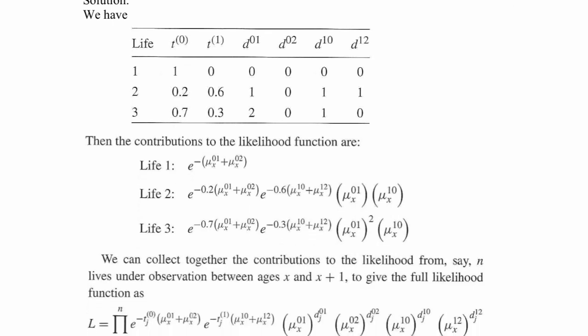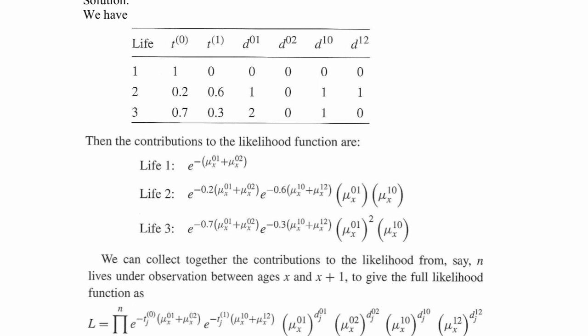So life 1 is for the whole period in state 0, so t0 is 1. Life 2 spends 0.2 in state 0, 0.6 in state 1. It moves once from 0 to 1, doesn't move from 0 to 2, moves once from 1 to 0, so that should have been there in the description of the exercise, and moves once from 1 to 2.